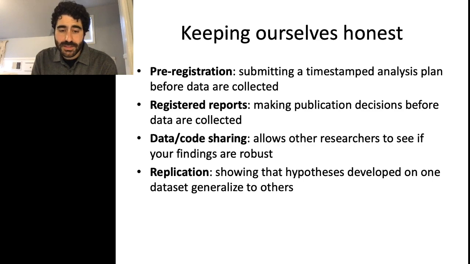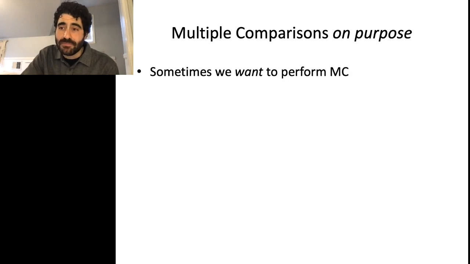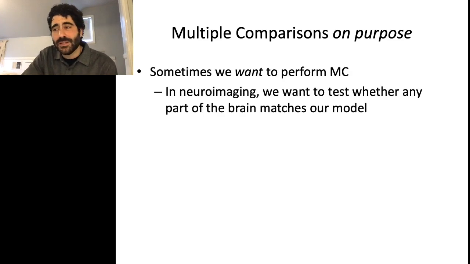Okay, so another thing that we may want to do is that sometimes we purposefully want to conduct multiple comparisons. There are a number of ways this comes up. One I mentioned is in neuroimaging. My lab does a lot of fMRI, and we may have some idea about something the brain might be doing, but we don't know which part of the brain is doing it.